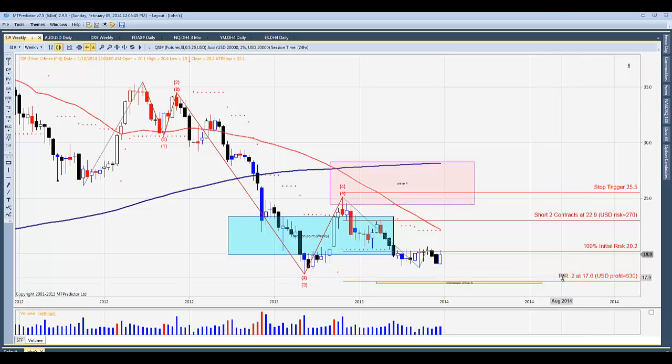That's the minimum that we'd look for. So if you're going to be a seller here, that would be acceptable. Again, we haven't gotten to the target yet. Because we've achieved this 100% initial risk line, that tells us on these bigger time frames that we can move our stop from the initial position here at 2550 to the entry, 2290 or 23 if you wanted.